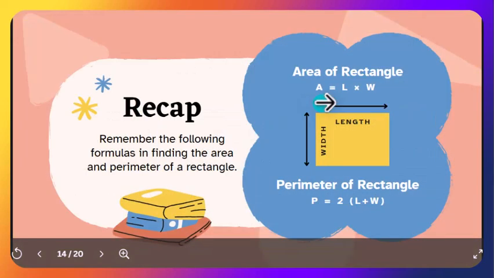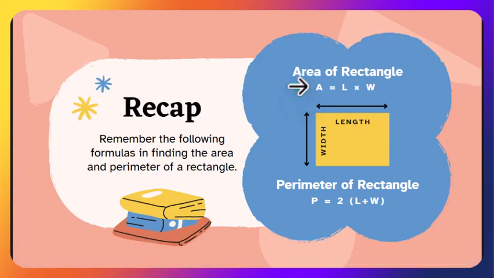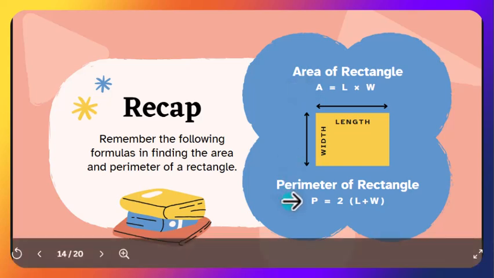Let's have a quick recap of whatever we have done so far. Remember the following formulas in finding the area and perimeter of a rectangle. Area of rectangle, you will take length multiplied by width, and to find the perimeter, you will add the length and width together.